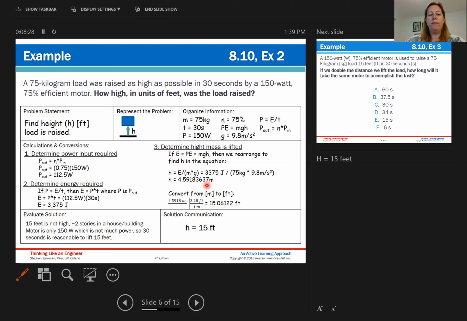When I evaluate my solution, I know that 15 feet is not high. It's approximately 2 stories in a house or a building. My motor is only 150 watts, which really isn't that much power. So 30 seconds is reasonable to lift this 2 stories high at 75 kilograms.